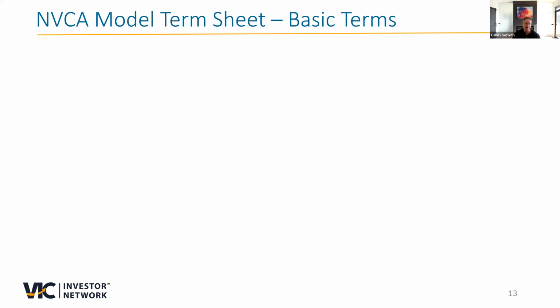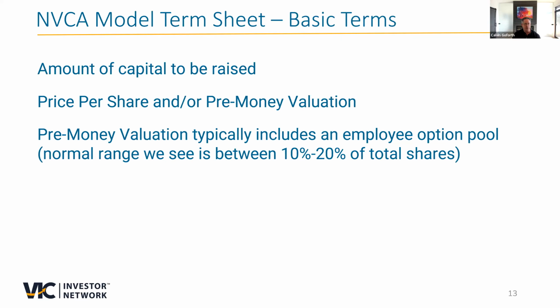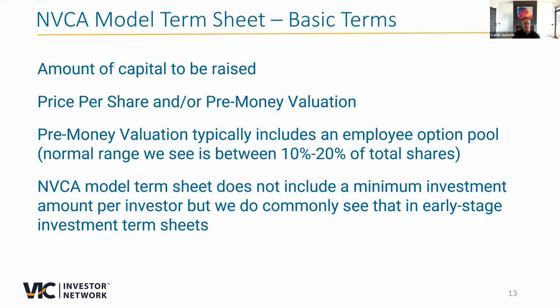Of course, there's the very basic terms: how much capital is to be raised, what's the price per share, or the pre-money valuation. For the pre-money valuation, that's typically going to include an employee option pool, and normally we see that in the range of between 10 to 20% of the total number of shares. The NVCA model term sheet does not include a minimum investment amount per investor, but we do actually commonly see that in early stage investment term sheets.